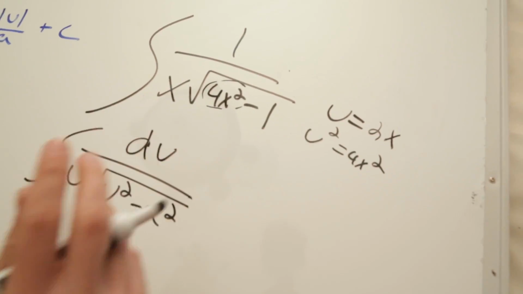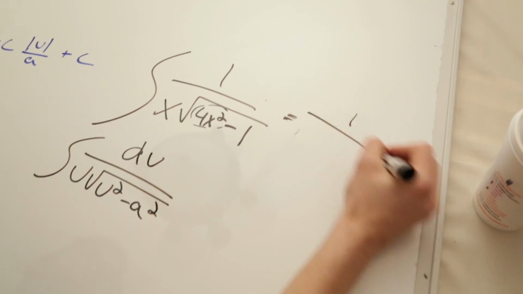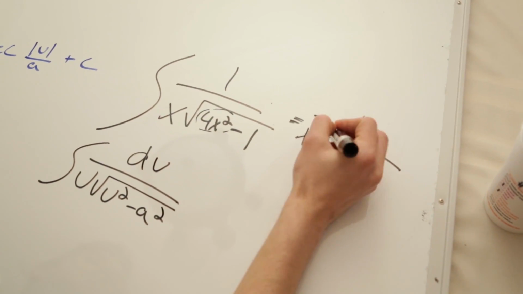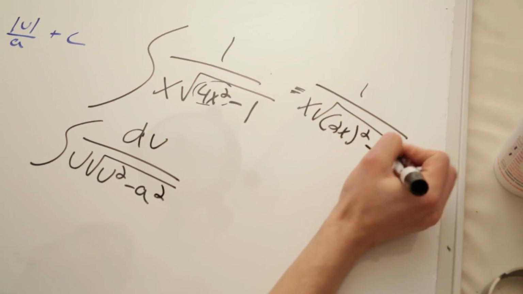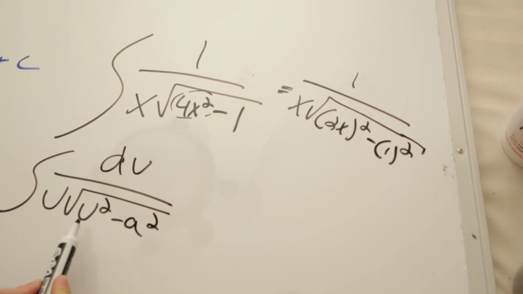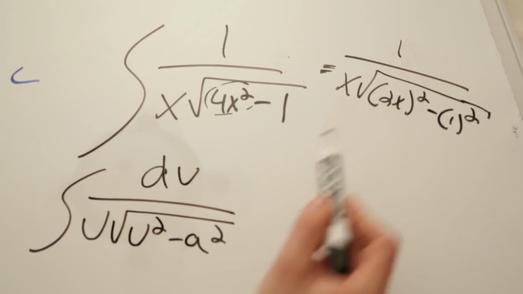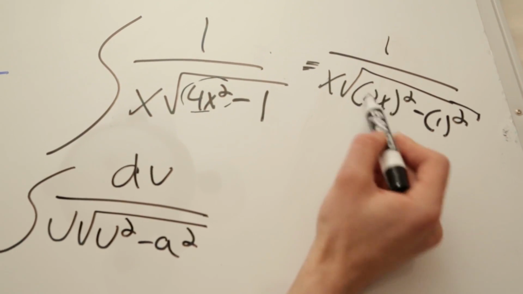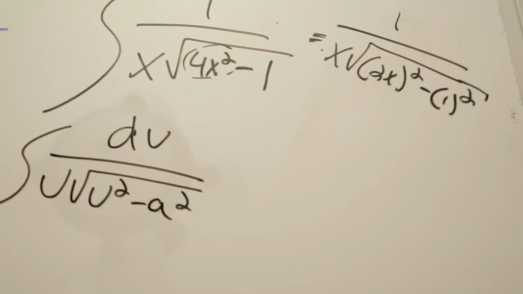No. You know what a better way to look at this is? This is equal to 1 over x times the square root of 2x squared minus 1 squared. So now if you look back at this original formula here, we have u times u squared. We have our u is 2x, but we don't have the 2x on the outside here. Oh, you gotta bring up the 2.